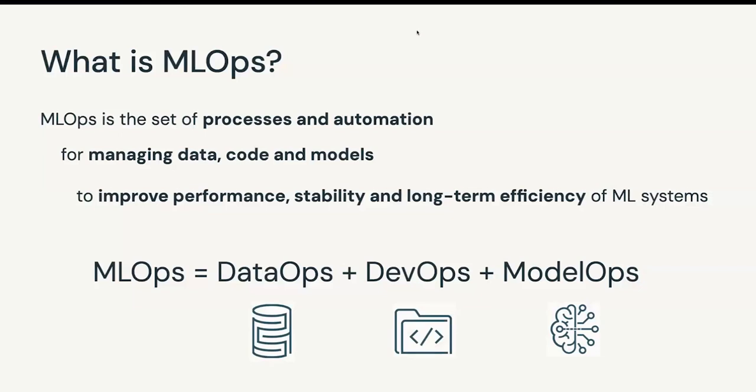And it's a lot of things, but if we're going to summarize it in a few words, essentially it's a set of processes and automation that reinforce those processes to help us to manage all the data and code and models that we use within machine learning and AI. And the goal of this process is to actually improve the performance, the stability, and also the efficiency of ML, so we can actually trust the models that we're using and deploy them in a more effective way. And so it really is a combination of data ops, DevOps, and model ops all coming together to actually make something which is very, very powerful.